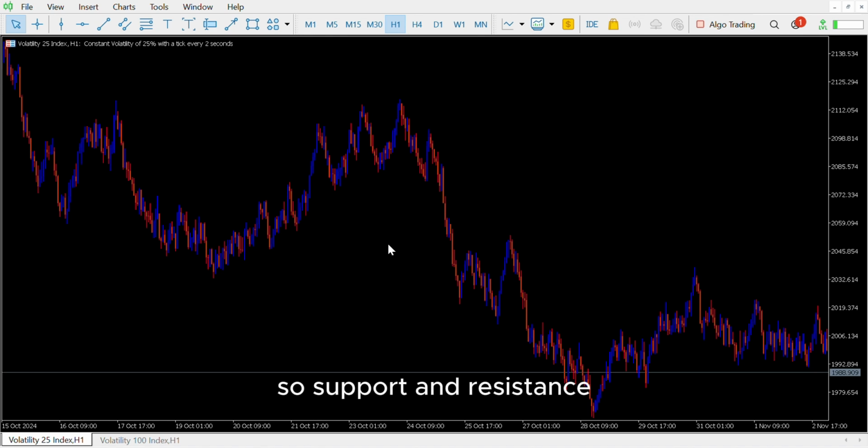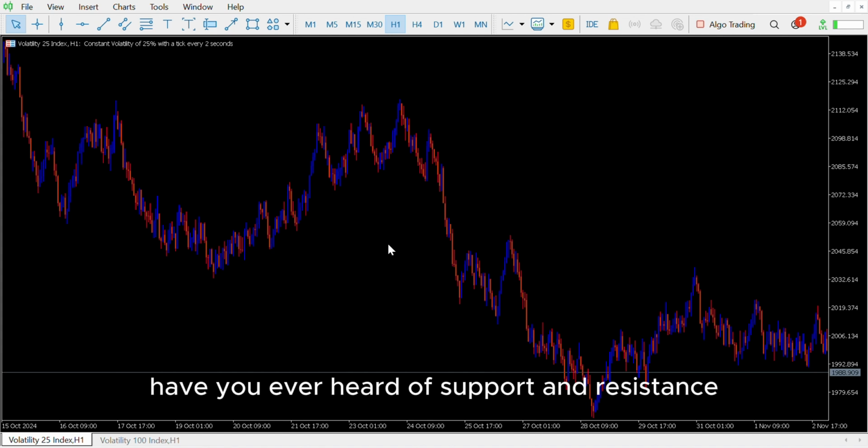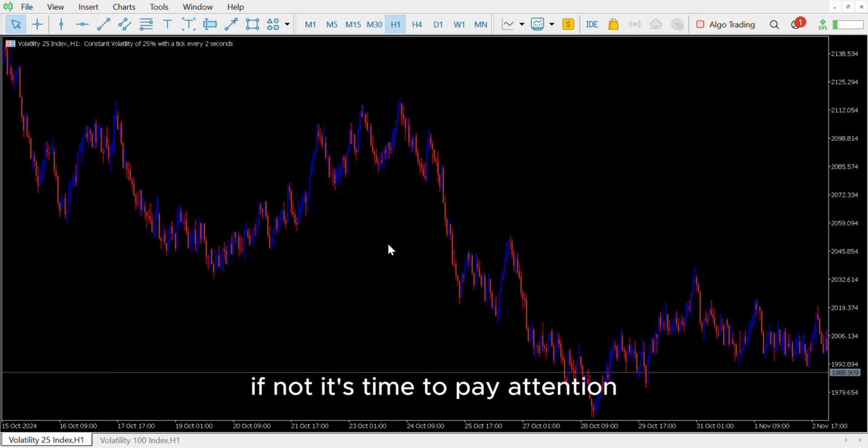So, support and resistance. What is support and resistance? Have you ever heard of support and resistance? If not, it's time to pay attention. This is arguably the most important tool of technical chart analysis. So let's dive right into it.